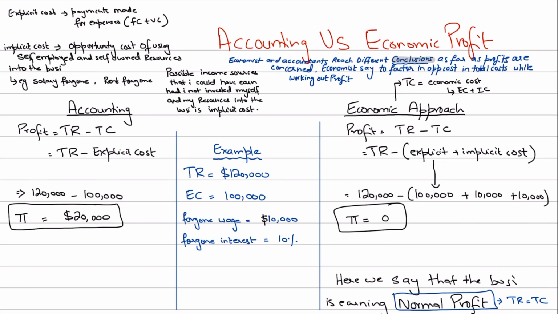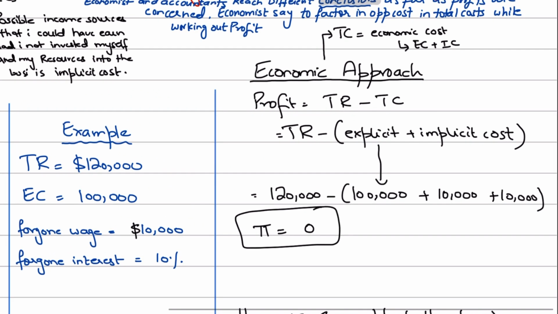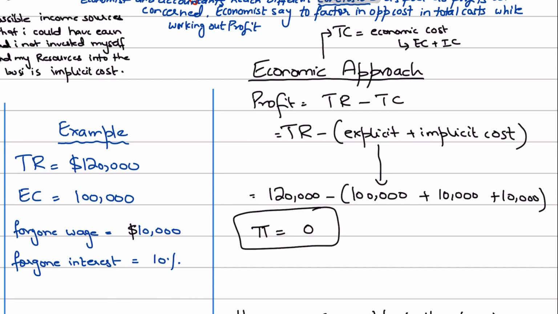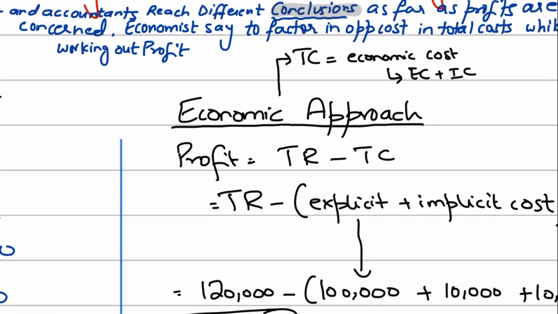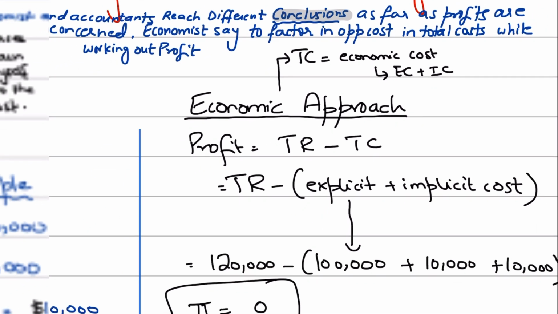So the accounting profit in our example would be $20,000. The pi sign for profit, which is 120,000 minus the explicit cost only, that is $20,000. While in economics, since the total cost includes your explicit plus your implicit cost, and total cost in economics is basically the economic cost, which means the economic perspective of the cost, which is your explicit plus your implicit cost.